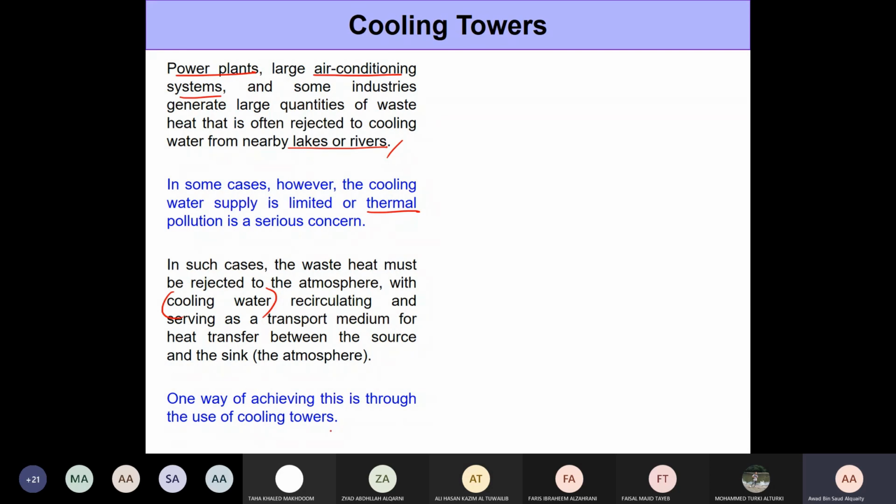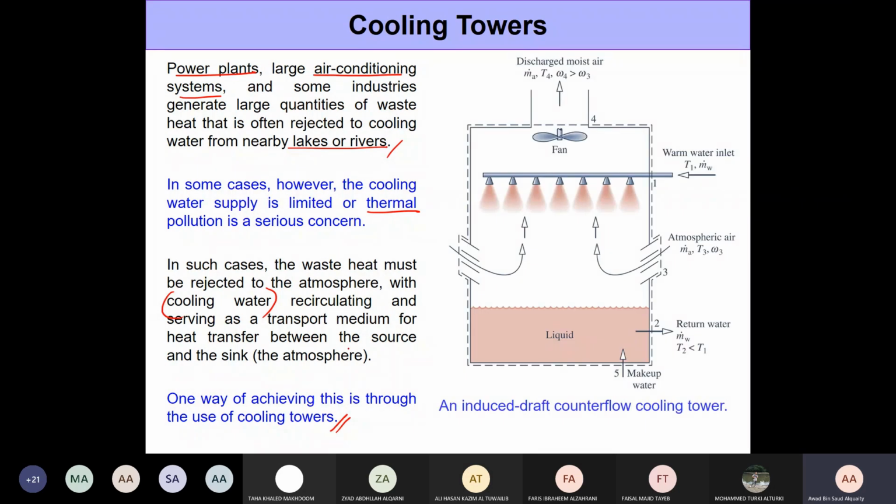One of the most commonly used is what's called a cooling tower. So let's have a look at a schematic to show you what a cooling tower looks like. This is a schematic for an induced draft cooling tower, and we say induced draft simply because we have a fan at the top to direct the airflow. The way this cooling tower is typically designed is that you have the warm water that you want to cool down. You send it in at the top at a certain temperature with a certain mass flow rate, and it is sprayed as water droplets.